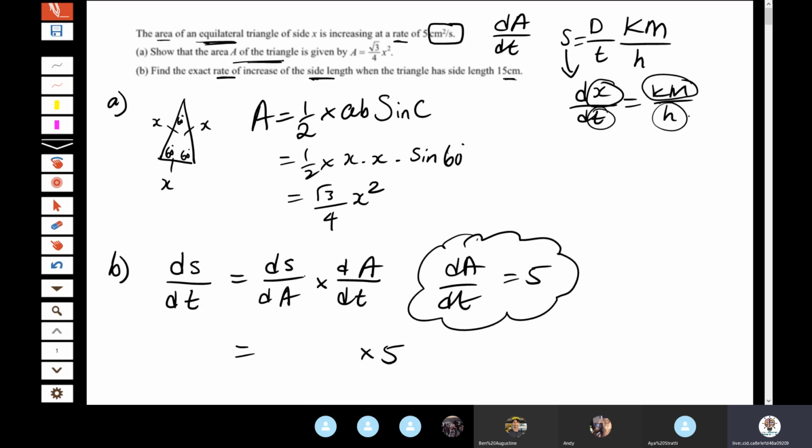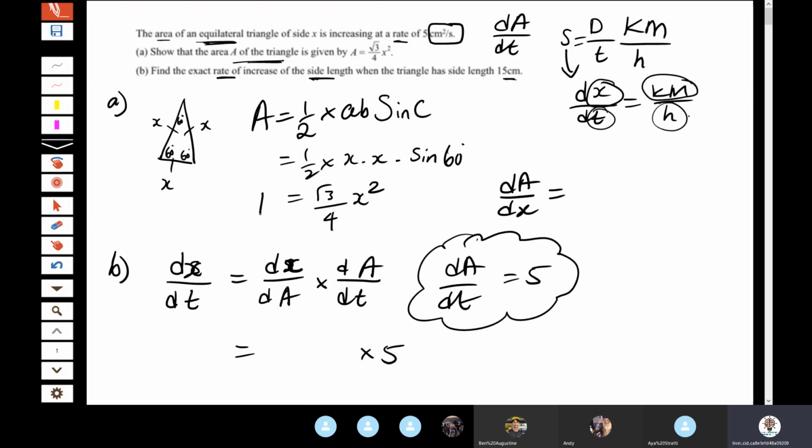Times ds on dA. Well, you guys decided to choose S. Whoever said S here, or maybe I did, I can't remember now. But anyways, we chose S. We should have chosen X only because then you would have actually had dA on dx. So I'm going to change these to X's so that it doesn't confuse us. X stands for side instead of S for side. So dx on dt, so yeah, dx on dA. Now, I don't have dx on dA. I can find dA on dx.